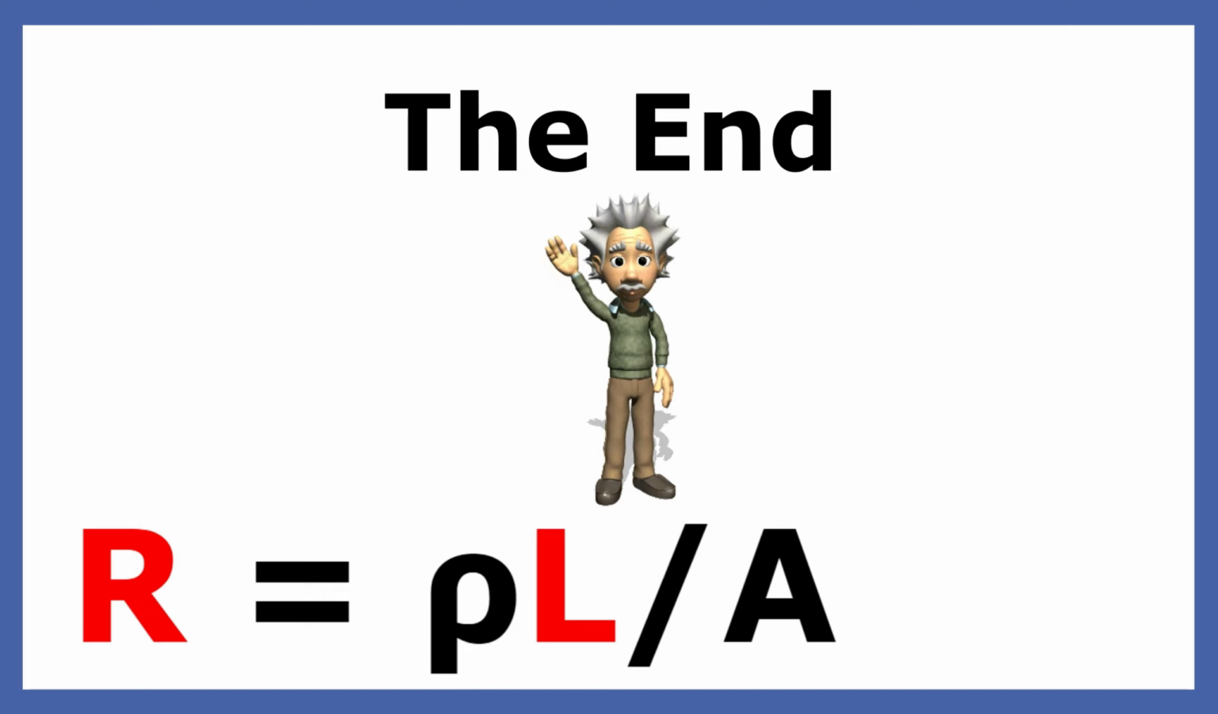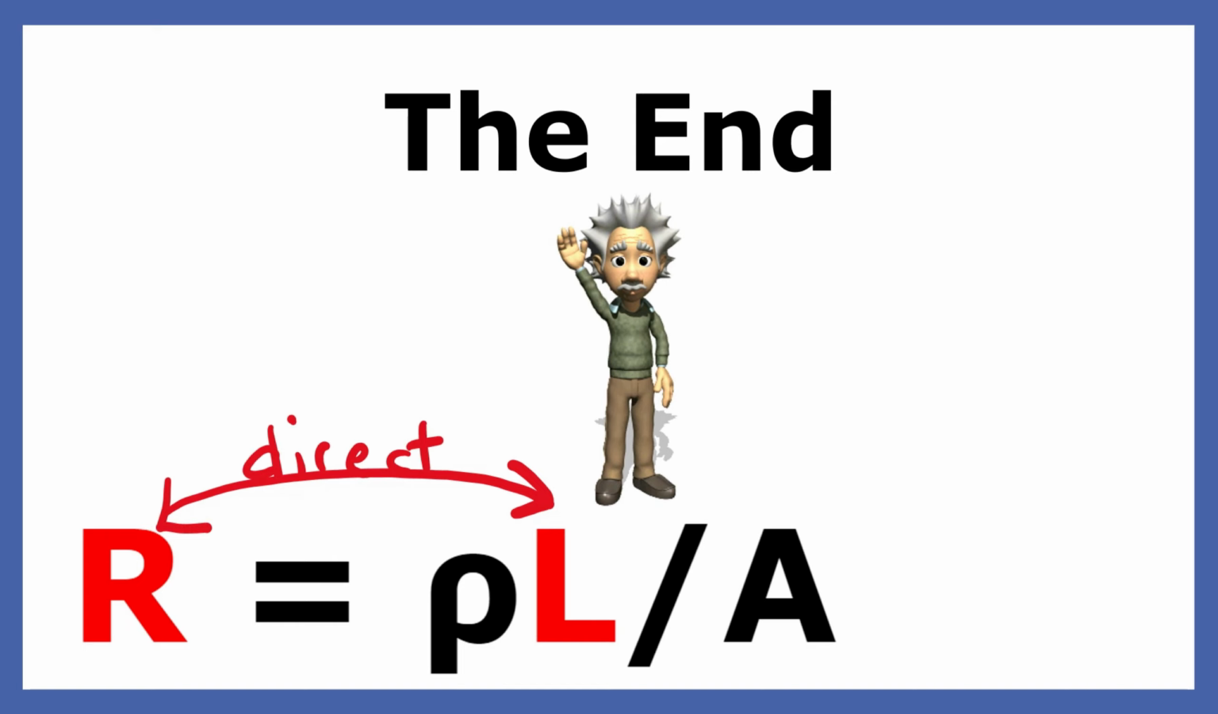To summarize, the resistance in a wire depends directly on the length of that wire and inversely on the cross-sectional area A.